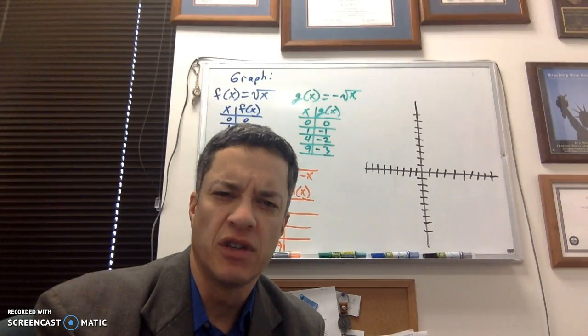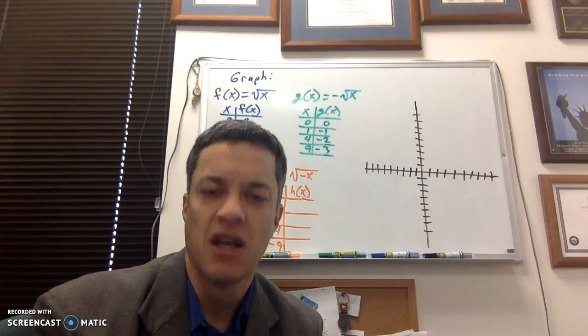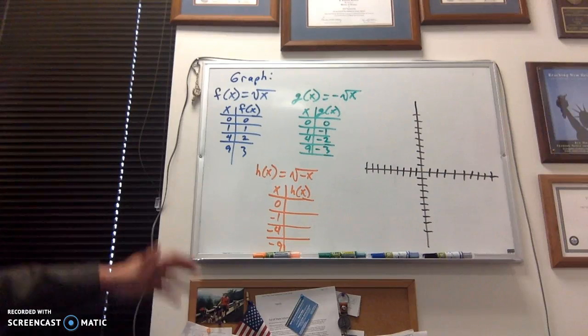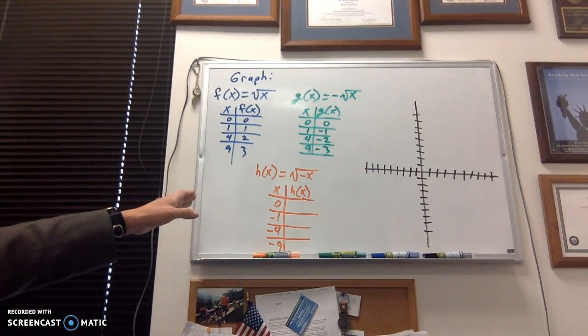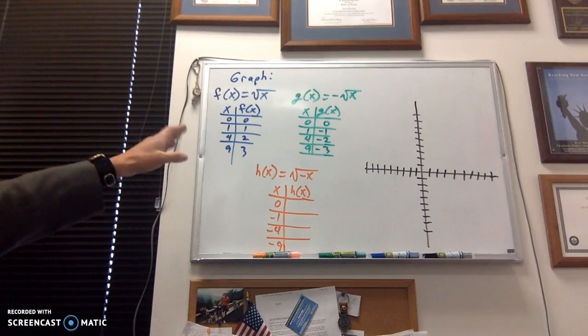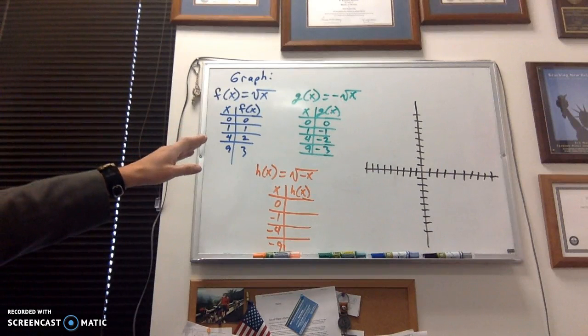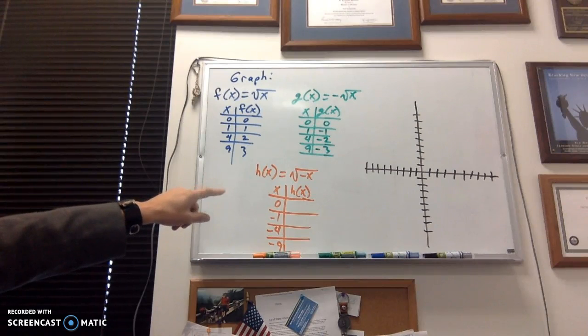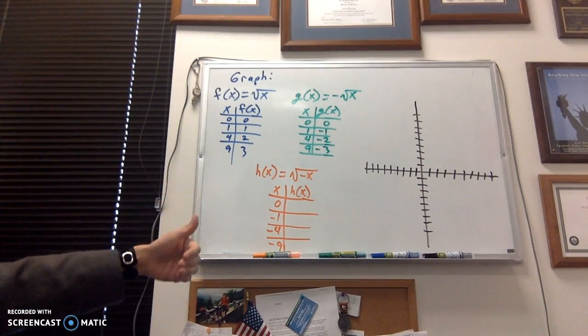Hello. So let's look at graphing radicals with reflections, okay? What happens if you have a negative sign with the radical? So I took the liberty of putting f of x, g of x, and h of x up here. F of x is the square root of x. G of x will be the negative of that square root of x. And then h of x will be the square root of a negative x. So we're going to see how all this plays out.